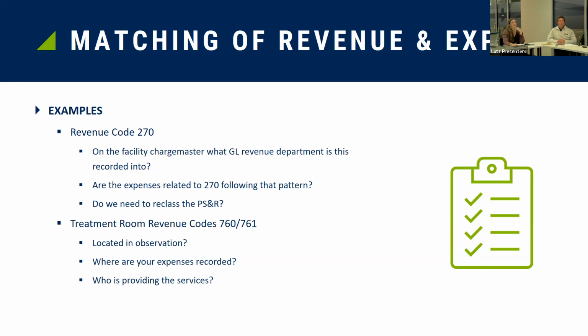Where are those expenses? And then again, treatment room can get a little funky with the 760, 761. Where is that service being provided? Is it being provided in various locations? Where are the expenses and how do you match all of that up?